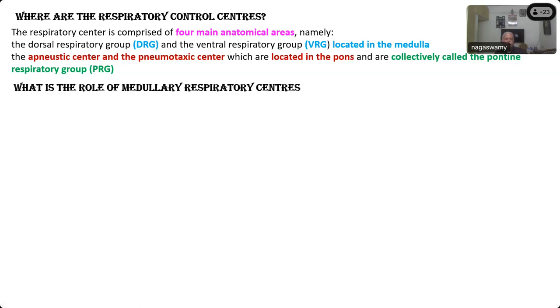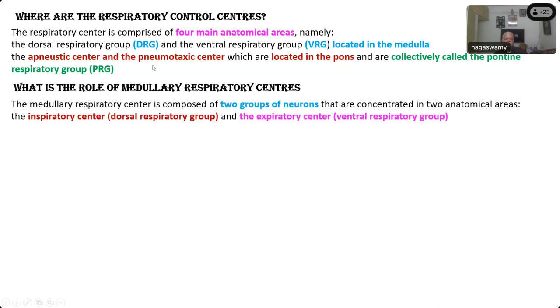So what is the role of the medullary respiratory center? It can regulate the pH. There only your inspiratory and expiratory centers are situated, so they initiate the respiration. The medullary centers are composed of two groups of neurons concerned with two anatomical areas. One is the inspiratory center, the neurons under the group called the dorsal respiratory group, and the expiratory center is in the ventral respiratory group. Both are situated in the medulla.